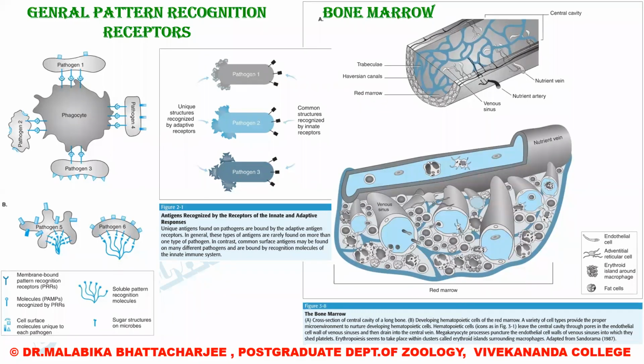As you know, these PRRs recognize molecular patterns on the microbes, and accordingly they function. A pattern recognition receptor acting on a membrane functions in one way, and a soluble pattern recognition receptor acts in another way. So these are the basic things about the pattern recognition receptor.